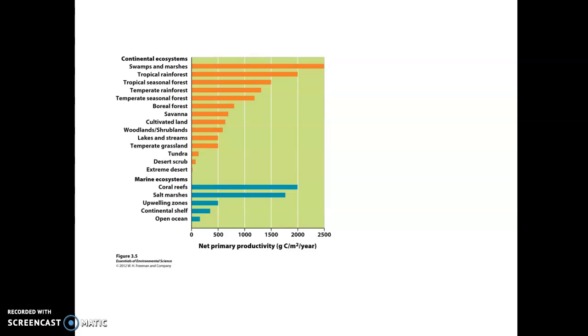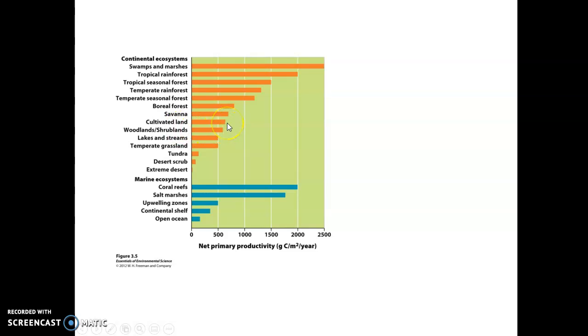Temperate, we have rather moderate temperatures, not hot, not freezing cold. And our forests are seasonal. In other words, our deciduous trees lose their leaves in the winter. Then we're moving down here to boreal forests. Those are cold weather forests, for example, in Canada, west coast of Canada. Savannas or plains. And then surprisingly down here, we have cultivated land.